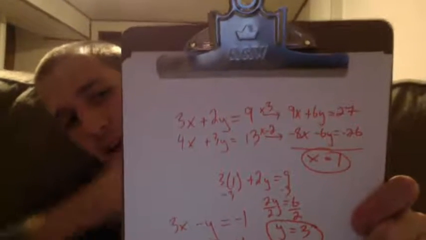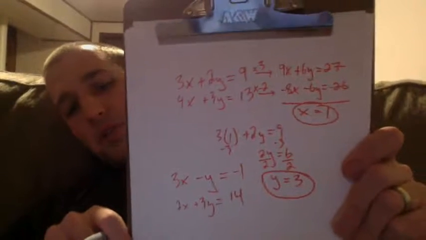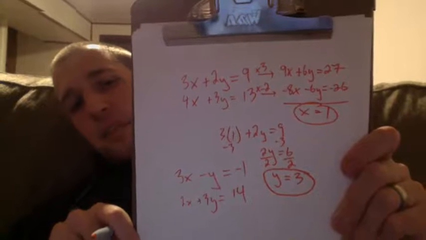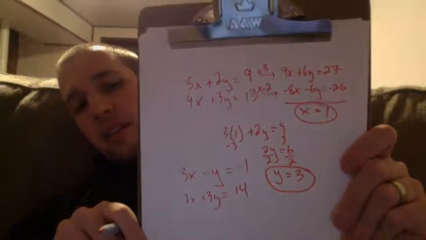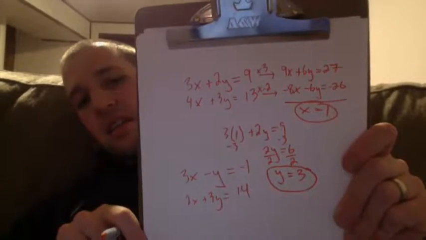And we can kind of confirm this answer by plugging it in. We used the first one to help us find y, but if we plug it in the second one, we see that 4 times 1 plus 3 times 3 does get us 13. So that seems to work out pretty well.